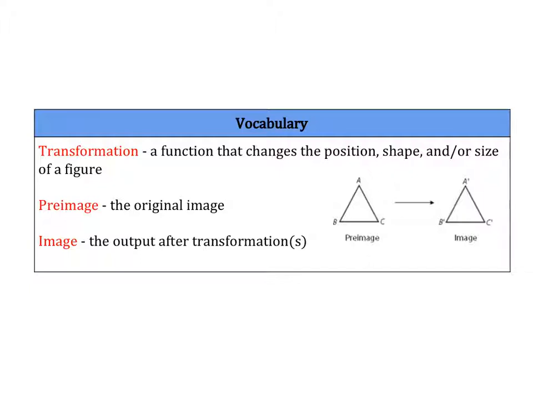The other two words we're going to be using today are pre-image and image. Pre-image is an original image like you see here, triangle ABC. The image is the output after transformation. So this is changed. And notice that for the image, instead of just saying ABC, it says A prime. We read this as A prime, B prime, C prime.